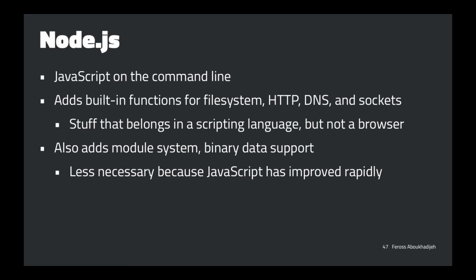So it added things like file system, HTTP, DNS, sockets, and stuff like that. It also added a module system so we could require code from other places, because that wasn't part of JavaScript. And also support for binary data, because before that existed, you literally had to do everything with strings. That's not very easy if you're trying to work with video data or some other kind of data. You don't want to be dealing with everything as a string. But as JavaScript has improved, we actually need less and less of these things that Node added in, because JavaScript has become a better language. So that's what Node is.